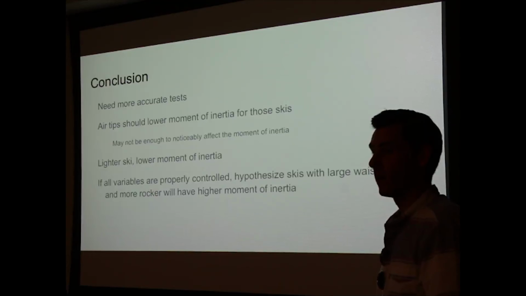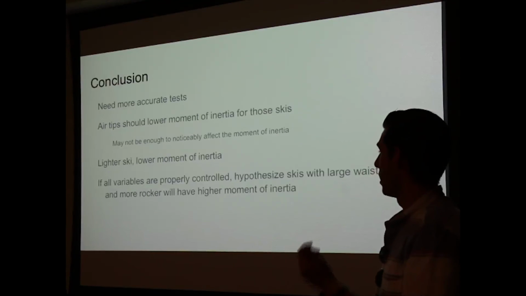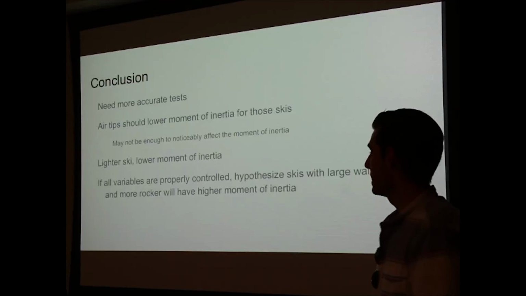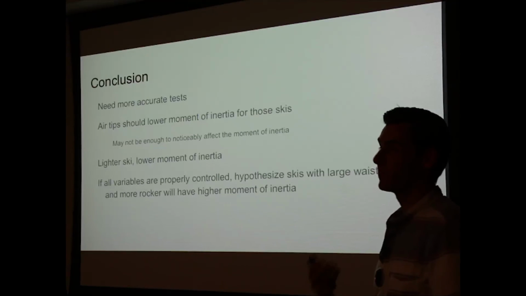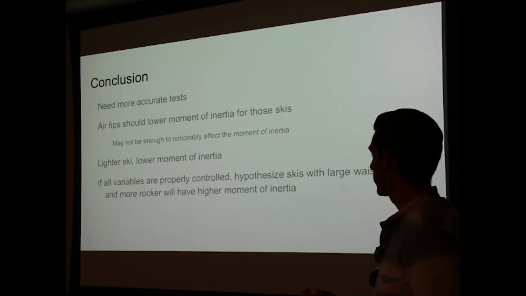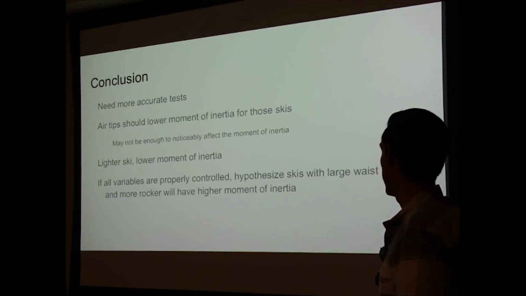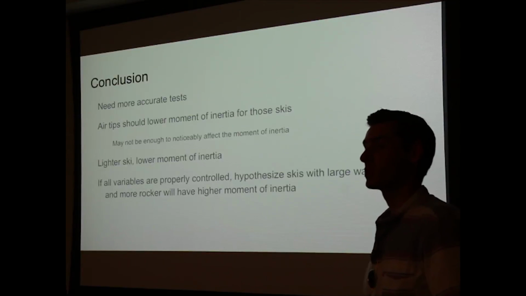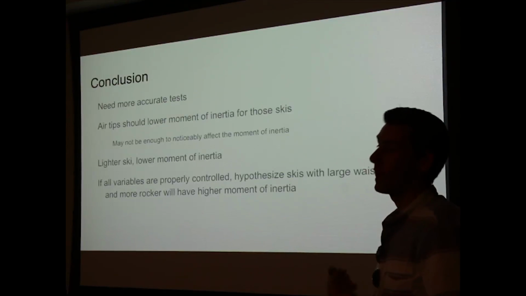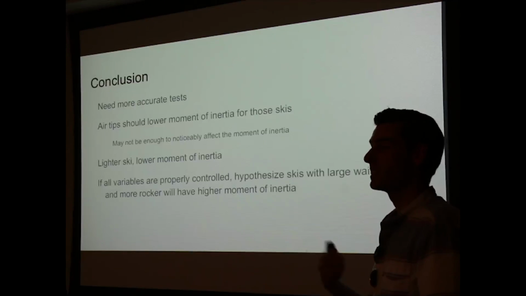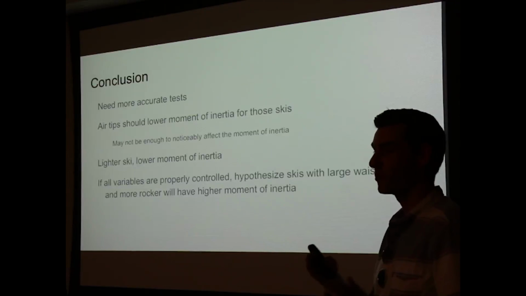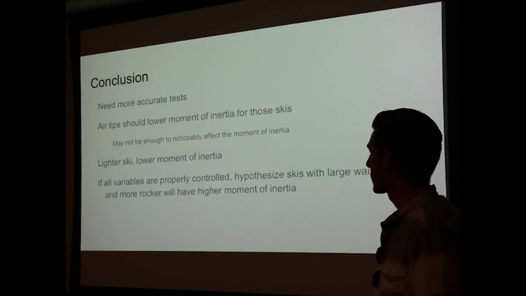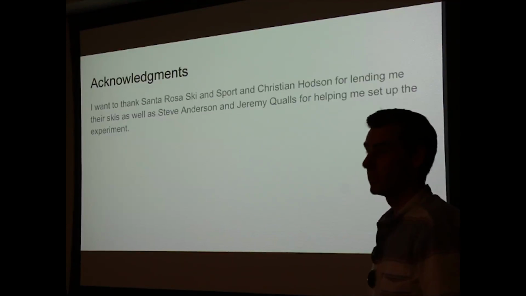So in conclusion, I need more accurate tests. But for the most part, lighter skis and shorter skis had lower moment of inertia, and vice versa. But I believe if I'm able to control all of my variables properly, that skis with a larger waist width and more rocker that are meant for longer turns, such as powder skis, will have higher moment of inertia than skis like racing skis or recreational skis that are meant for shorter turns. Maybe more speed is involved in that. And yeah, that's my presentation.